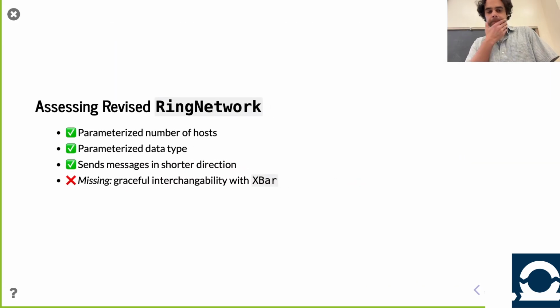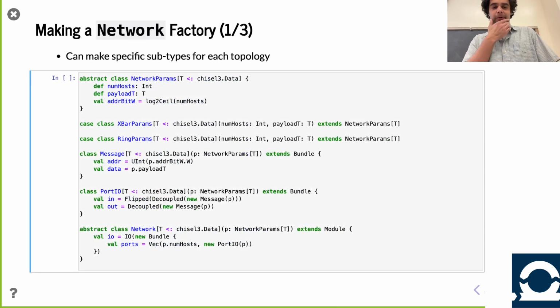So how are we doing? Well, now we can send messages in a shorter direction. We have a crossbar used inside of the network, but can we make this easier to interchange with a crossbar? We'll show that now, the inheritance. So what if we want to use that factory pattern from before? So we have a network parameter, sure, number of hosts, payload. Notice how, given that information, it's going to compute number of hosts.